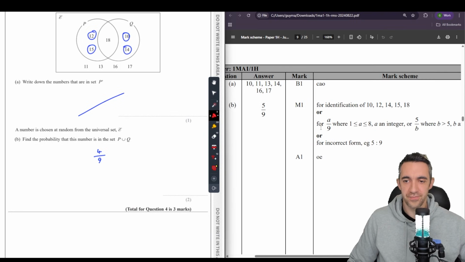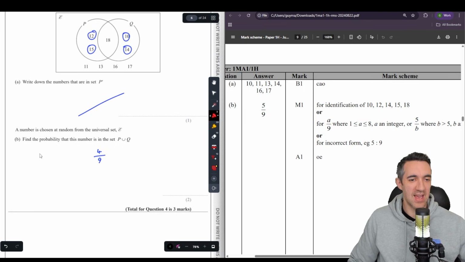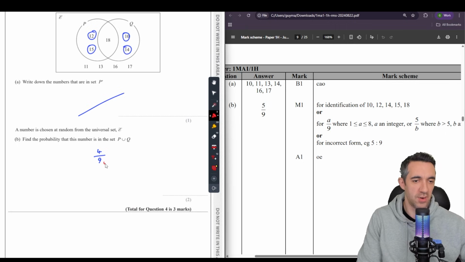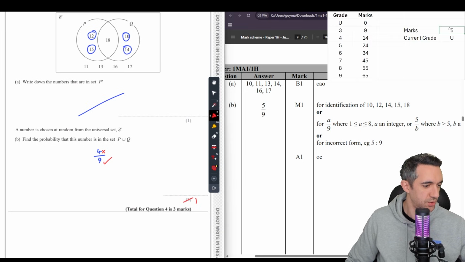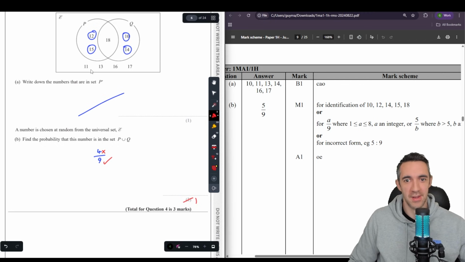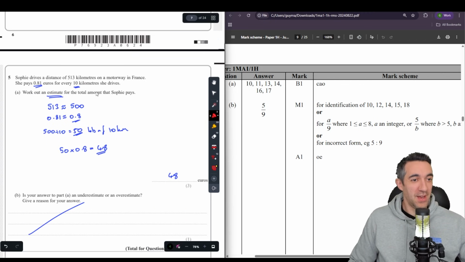Let's see. So for identification, remember we're looking at part B here. So for identification of 10, 12, 14, 15, 18, or something over 9 where it's between 1 and 8. Yes, fantastic. So 4 over 9 is enough for a mark because we've got something over 9 and that number is between 1 and 8. 4 is wrong, so we pick up our 1 mark for that one. Excellent stuff. Let's go and add that to our total. So we've got 6 so far. Still no grade. Hopefully we're going to get something by the end.